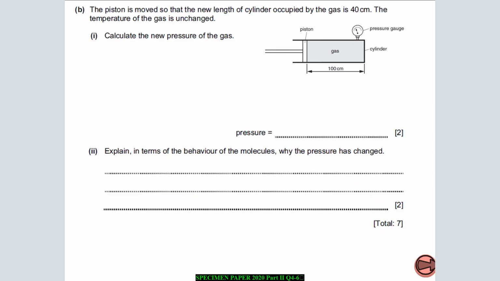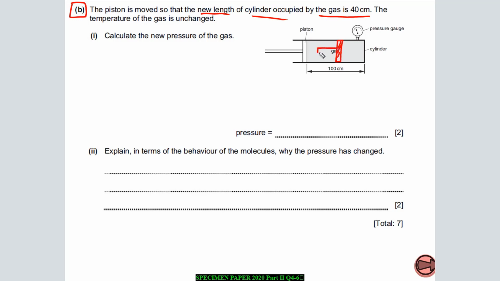Next one. Here is our part B. Question 5 part B is asking us, now the new length of the cylinder occupied by the gas is only 40 centimeters. Before it was at 100. Now the cylinder is at 40 centimeters.